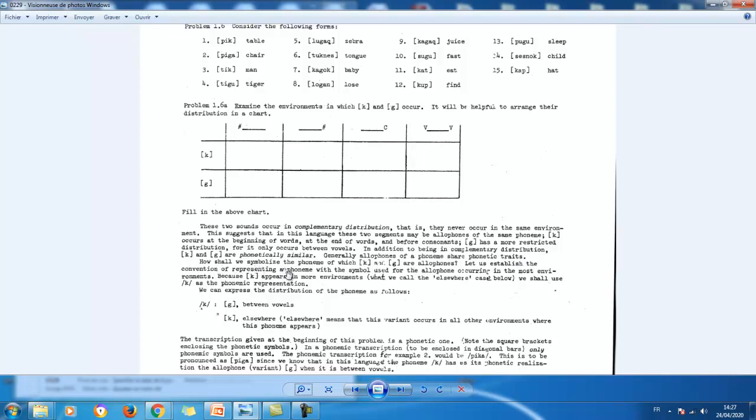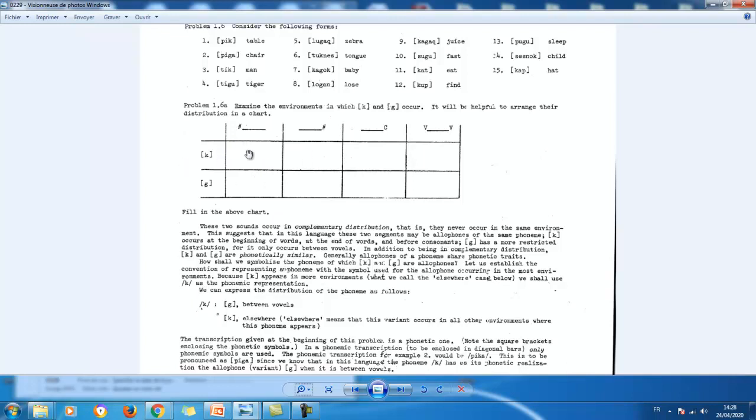How shall we symbolize the phoneme of which k and g are allophones? Which means, which is the basic phoneme and which are the realizations? Now, let us establish the convention of representing a phoneme with the symbol used for the allophone occurring in the most environments. This is the explanation of what we have just read in here. Because k appears in more environments, what we call the elsewhere case below, we shall use k as the phonemic representation. Let me just go back to this chart in here.